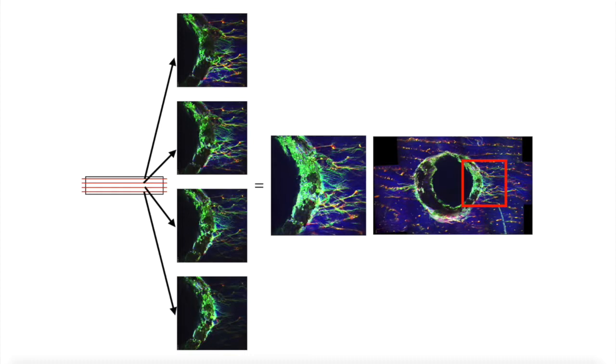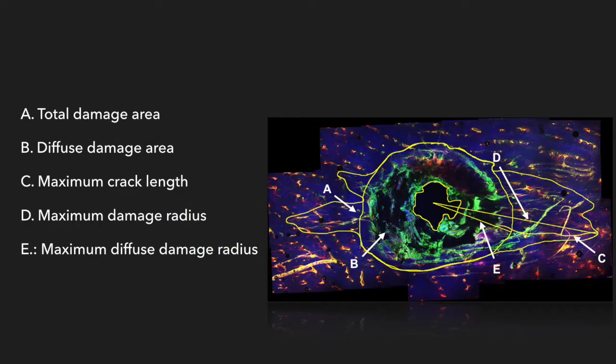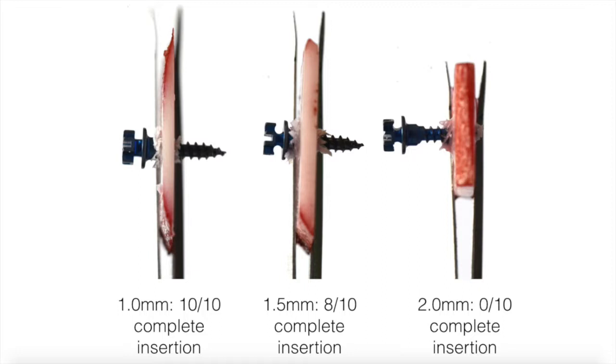The confocal microscope has the unique ability to image a specific focal plane, and this is of great importance as the introduction of iatrogenic damage can significantly impact on the results. The images were then quantified into total damage area, diffuse damage area, maximum damage radius, maximum diffuse damage radius, and maximum crack length. All orthodontic miniscrews inserted into 1 millimeter thick bone.